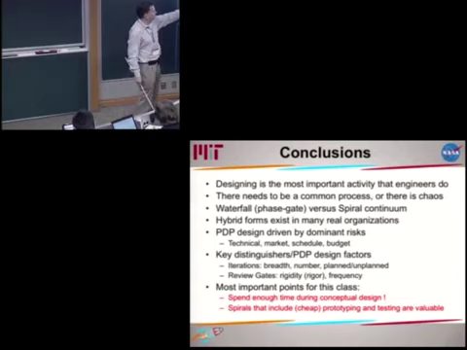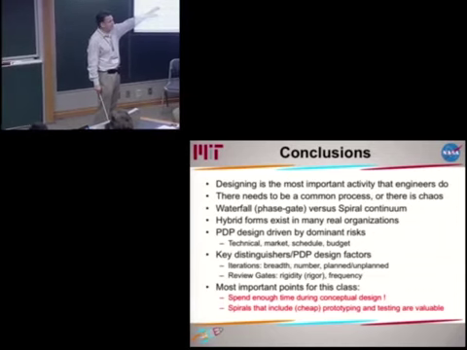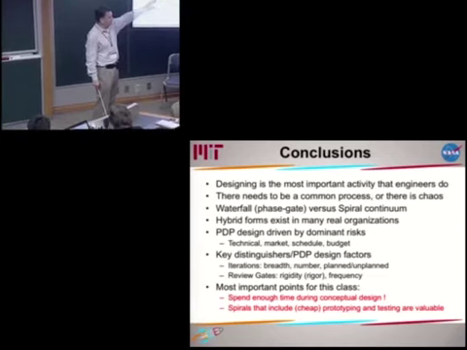But the key points here are spend enough time. This gets back to the 1%. Let's try to spend more than 1% on conceptual design because the downstream impact of those decisions is huge. And doing spirals, including cheap but valuable prototyping, is really a valuable activity.